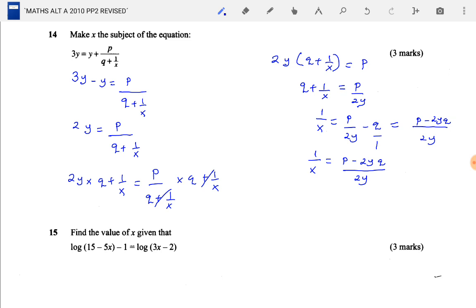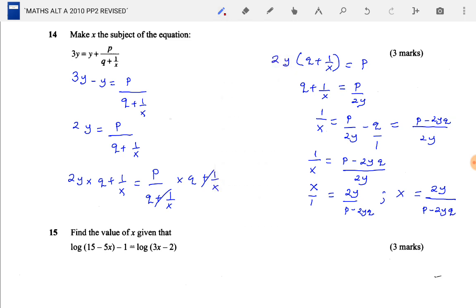So 1 over x is equal to p minus 2yq over 2y. Because we have x as the denominator, but you want to make it the subject of the formula, and because we have 1 over that particular x, then the only solution at this point is to get the reciprocal. If we get the reciprocal on the left hand side, we also get the reciprocal on the right hand side, so that whatever is done on the right is also done on the left. So the reciprocal in this case will be x over 1 is equal to 2y over p minus 2yq. This simply means that x is equal to 2y over p minus 2yq.